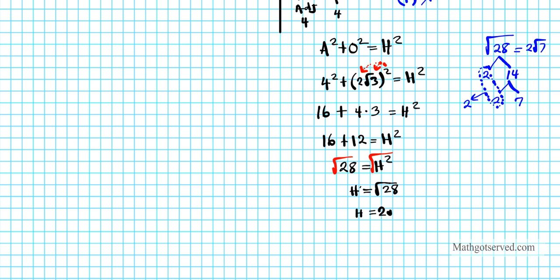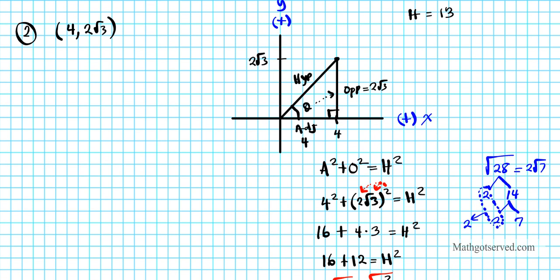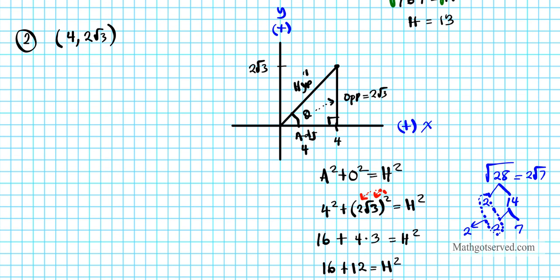Now that we have our hypotenuse, we can now go ahead and find the value of all six trig ratios, all right? So let's put the measure of H right there, 2 root 7, and let's generate our six trig ratios using SOHCAHTOA and its reciprocals, okay?